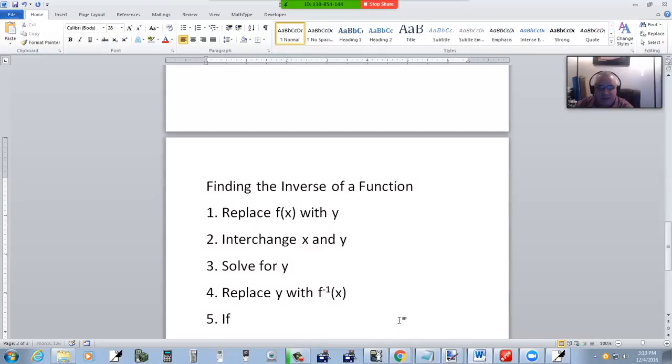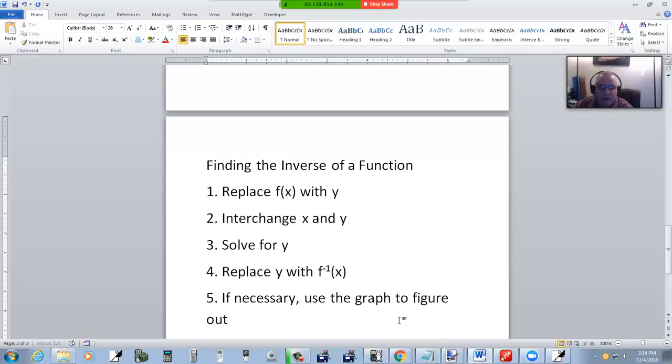And then step 5, if necessary, use the graph to figure out how to make the inverse function one-to-one.